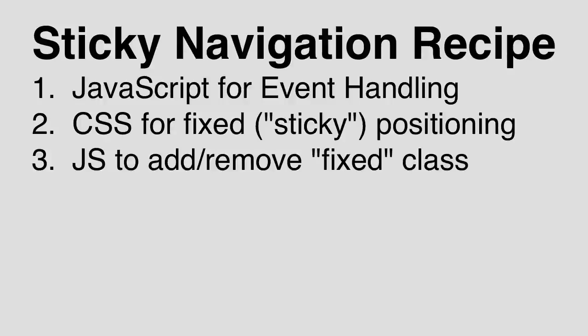If you think of the sticky behavior as a recipe, here are the ingredients we're going to use. Number one, JavaScript for event handling. So once we scroll to a certain point, then we want to run some code. Number two, we're going to use CSS for adjusting the positioning to activate fixed positioning. And number three, we're going to use another bit of JavaScript for adding and removing that fixed positioning at just the right moments. So let's dive right in.